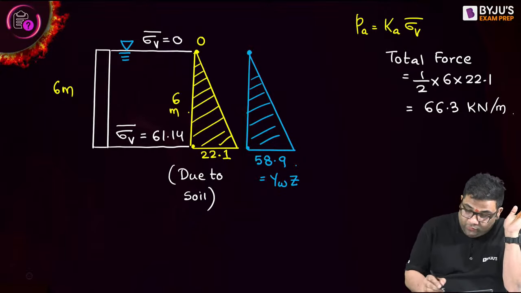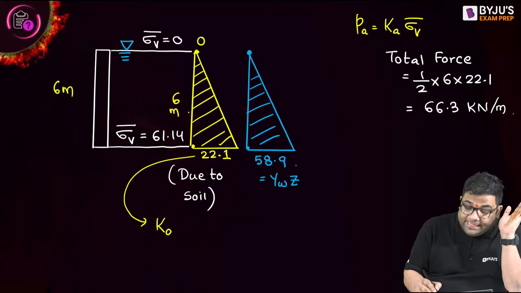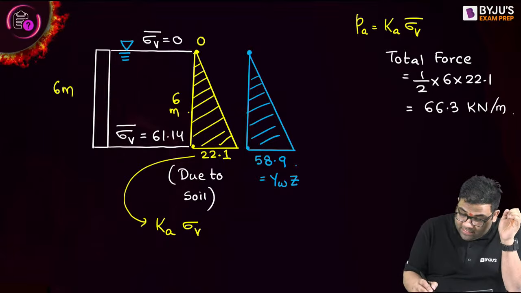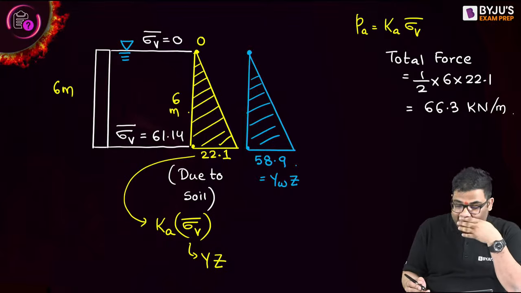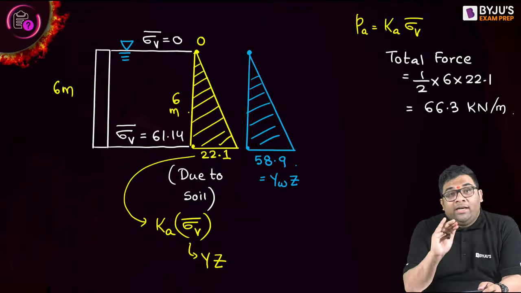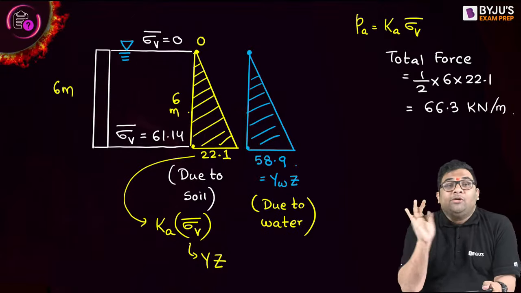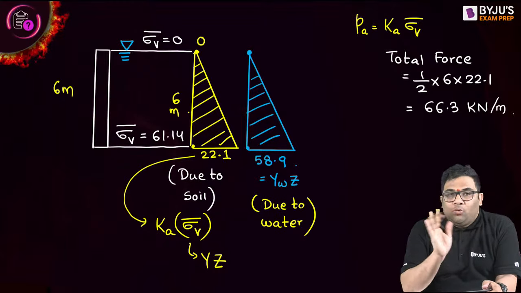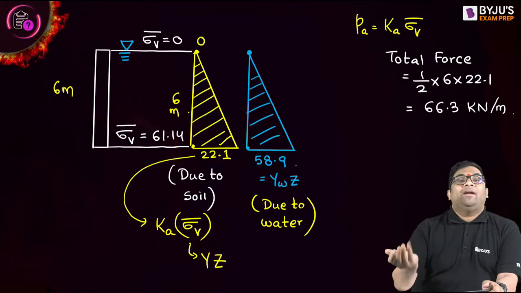Now a very important thing. When you're finding the earth pressure, we're taking Ka into vertical stress, right? And this vertical stress was gamma of soil into Z. So this Ka we are using only for the earth pressure due to soil. When you're taking due to water, don't multiply Ka. Many students commit that mistake. Don't commit that mistake. It will be only gamma W into Z.